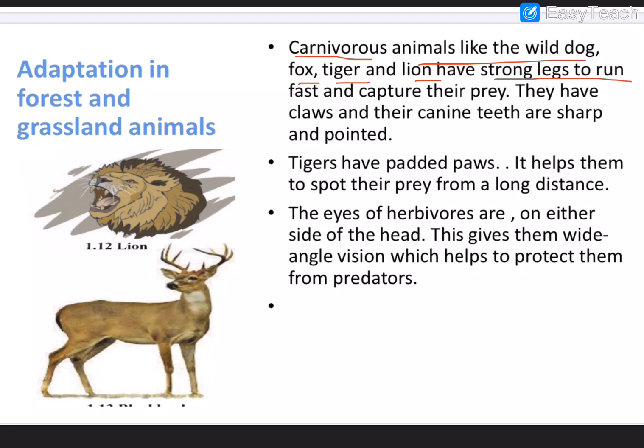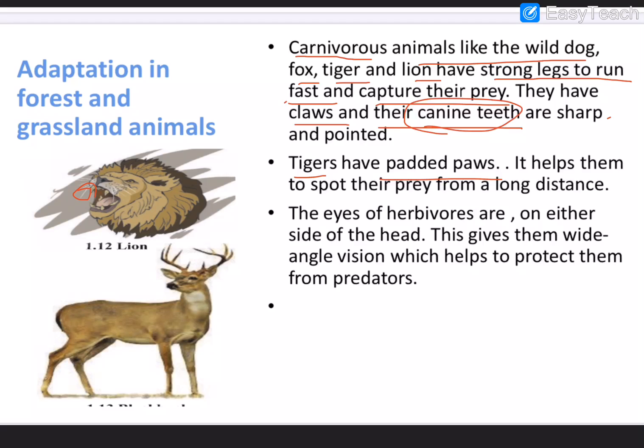And they have strong legs to run fast. So animals like fox, tiger and lion have strong legs which they use to run faster to capture their prey. They have claws and canine teeth. You can see the teeth of a lion. They have canine teeth which are very sharp and pointed. So these all help them to catch prey: strong legs, claws and canine teeth.